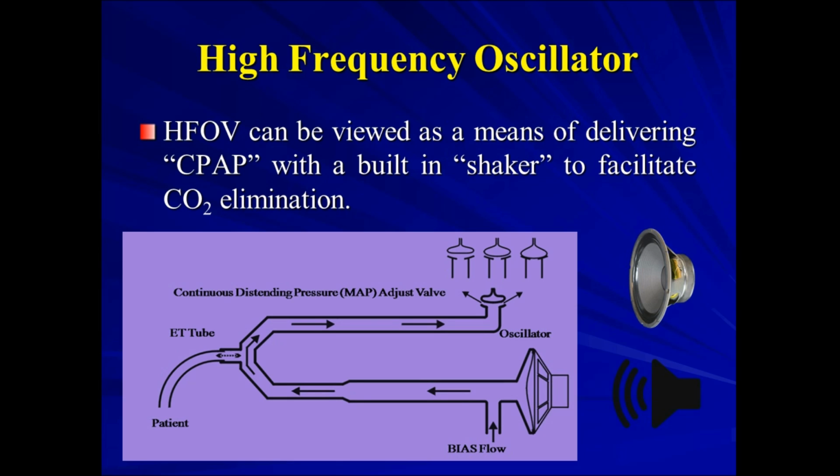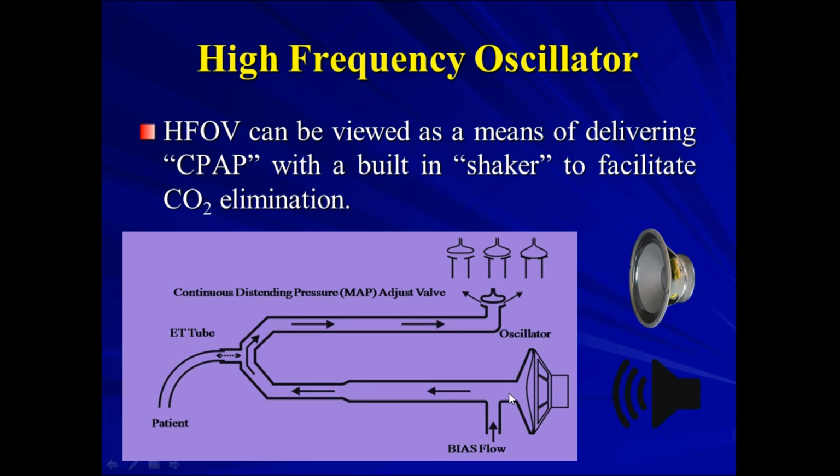So basically, high frequency oscillatory ventilation can be viewed as a means of delivering CPAP with a built-in shaker to facilitate CO2 elimination. This is a simple circuit like a CPAP circuit. We are applying constant flow, which we call bias flow, through this circuit. Here we have an adjustable valve. We increase the pressure until we reach the MAP, what we call mean airway pressure, the same as the CPAP concept. This is connected to the patient, and that will provide oxygenation, a constant flow of oxygen, the same as CPAP.